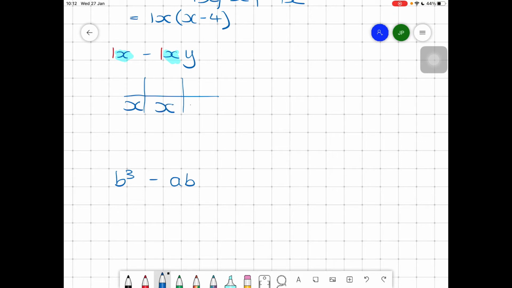I put in my x and my minus xy, and I do some division. X divided by x gives me 1. Minus xy divided by x gives me minus y. So I have an answer of x lots of 1 minus y. Exactly the same as what you've done before. Okay, all we're doing is we're taking a power out of a variable instead.